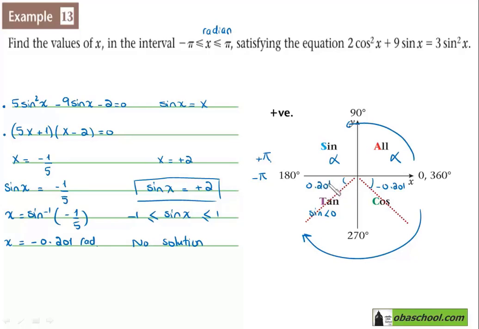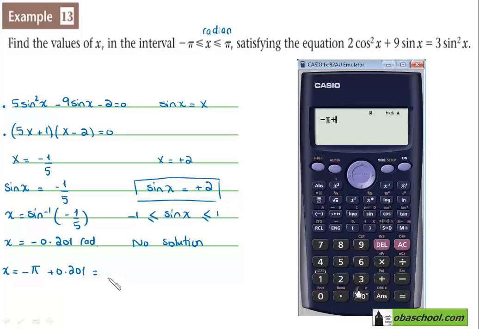0.201. In order to find this angle, it has to be within the range. We cannot say it is pi plus this part because it will be greater than pi. So we are going to say the following. Minus pi plus 0.201. The answer is minus 2.94 radian. This is the second angle which satisfies this quadratic equation in the trigonometric ratios.